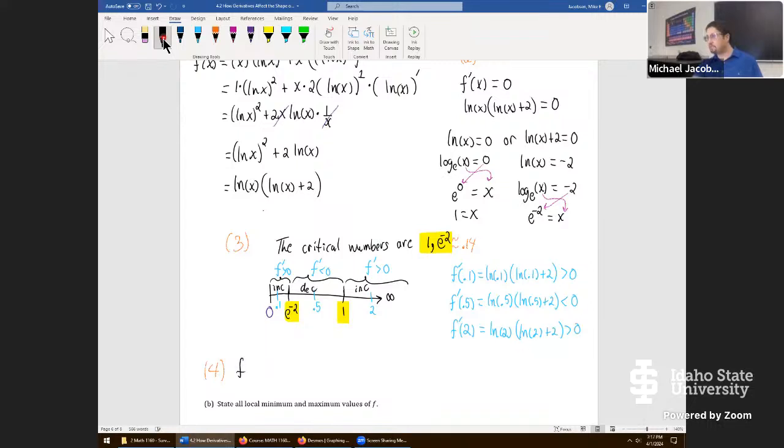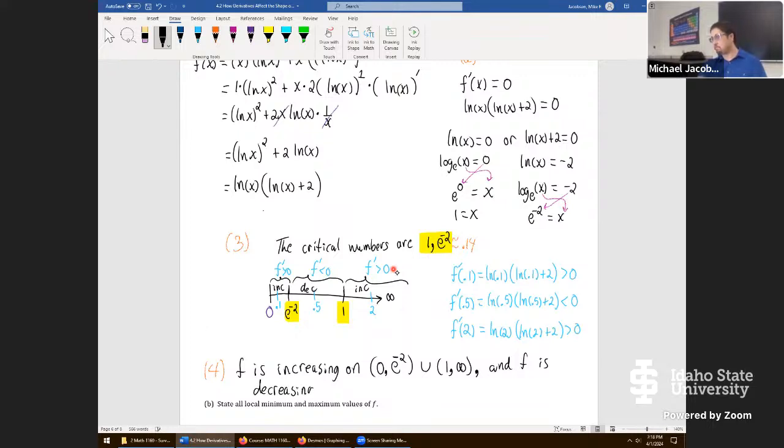We can say f is increasing on this interval from 0 to e to the power negative 2. That's where the sign is positive, and as well, so let's say union 1 off to infinity. Then add f is decreasing on e power negative 2, comma 1. We did it, folks. That's the increasing decreasing test.